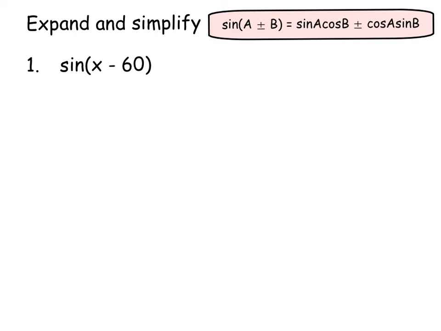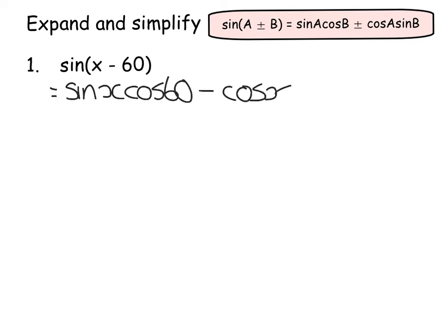Question 1 asks you to expand and simplify sine bracket x minus 60. The minute you see that, you should recognise that it's going to use the expansion of the formula that's on your sheet, which I've put in the corner here. So the sine expansion is the one where the signs stay the same. If there's a minus in the bracket, it still becomes a minus at the side. So we're going to write this out as sine x cos 60 minus cos x sine 60.